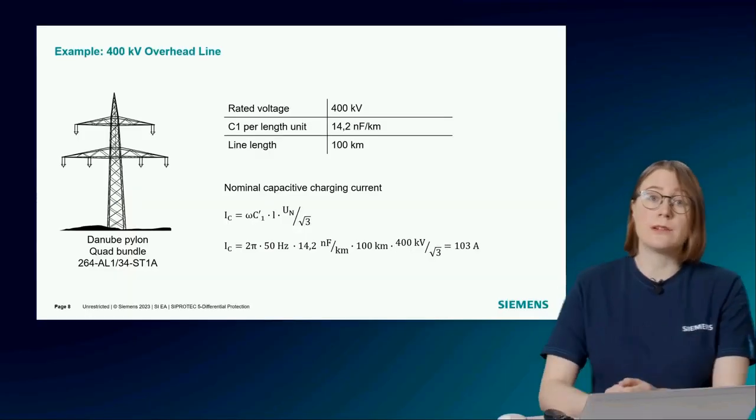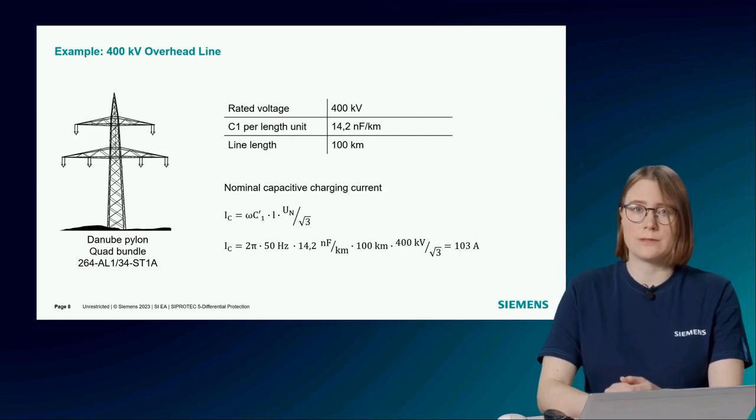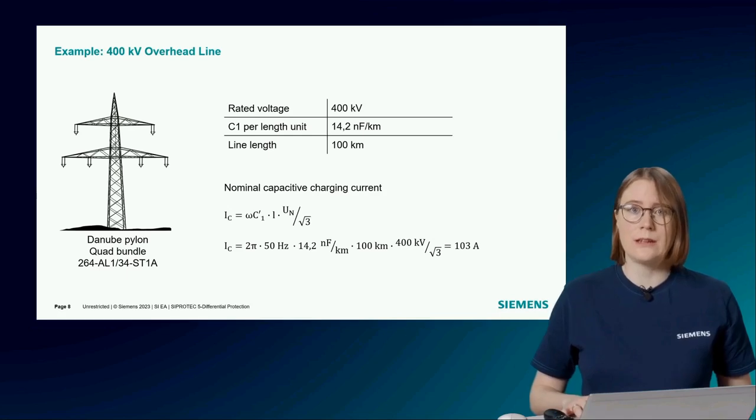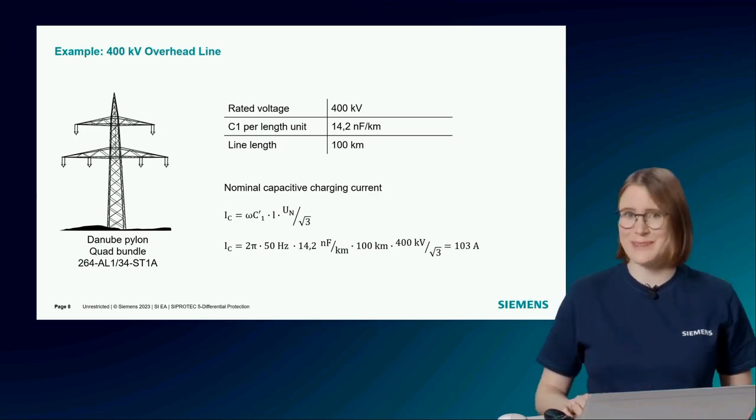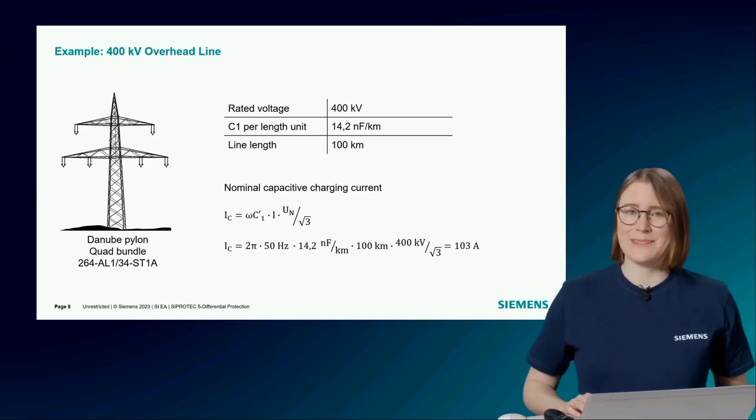This value is important for the minimum differential threshold. In our example, I will set the minimum differential threshold to a value of 2.5 times the nominal charging current. Okay, so much about the theory. Now let's come to the DIGSI 5 demo.